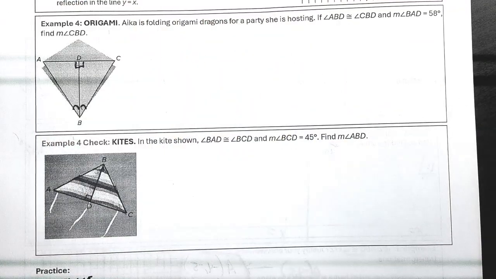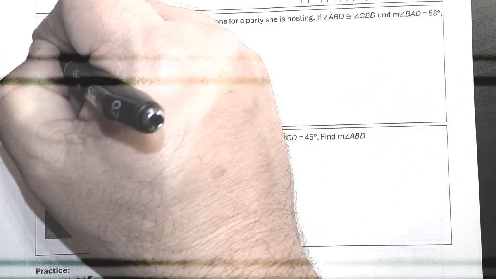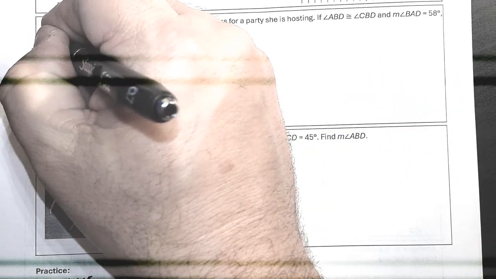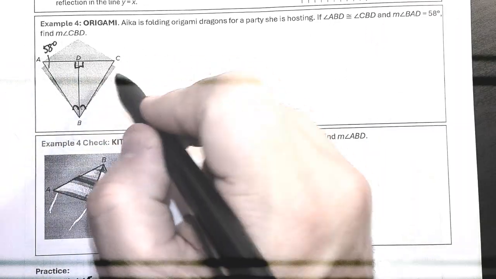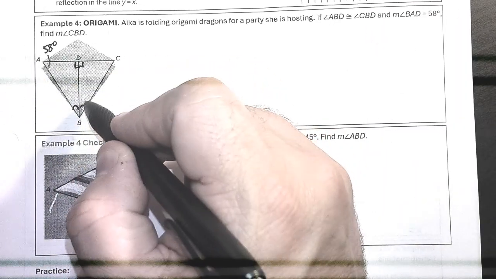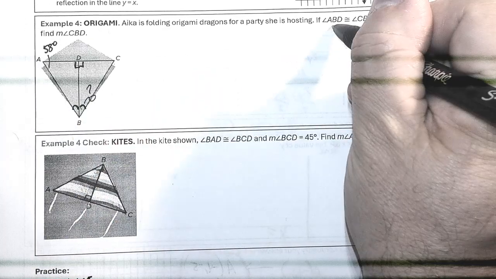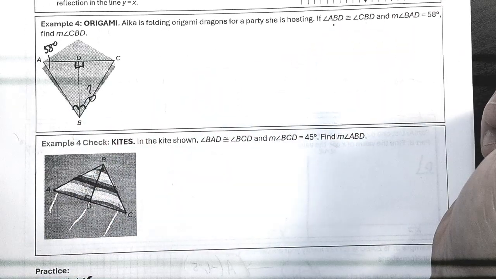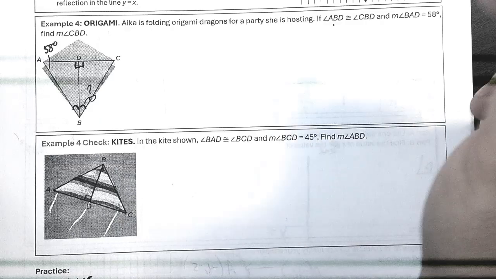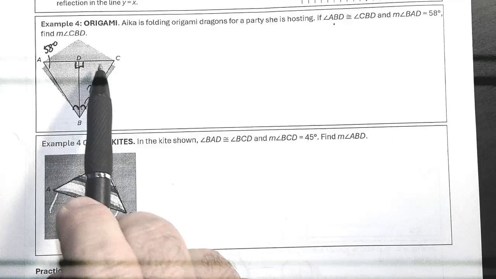Now these guys are 90-degree angles on both sides. And it says BAD. BAD over here is 58 degrees. Find CBD. So they're asking, what's this one? All right, but so let's see. All right, so they didn't tell us the angles were congruent, these two.